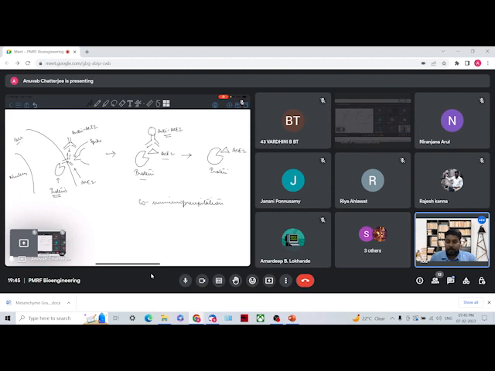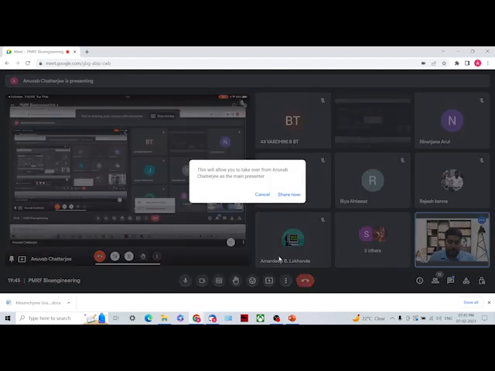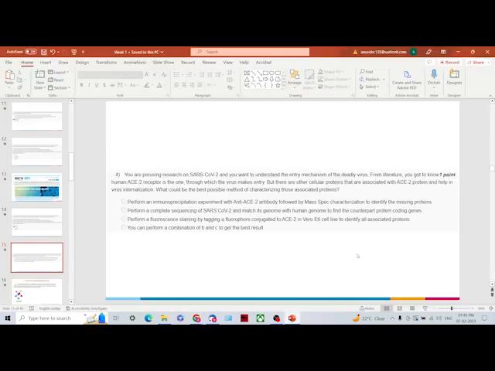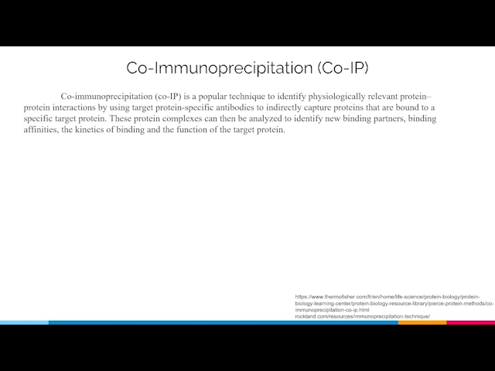Is that fine? We will go through the slides regarding this, and we will better understand how exactly this happens. And we have a build slide. So this is where we left, and let us go through what co-immunoprecipitation is.